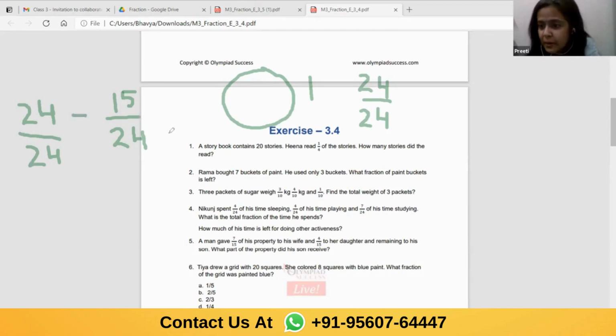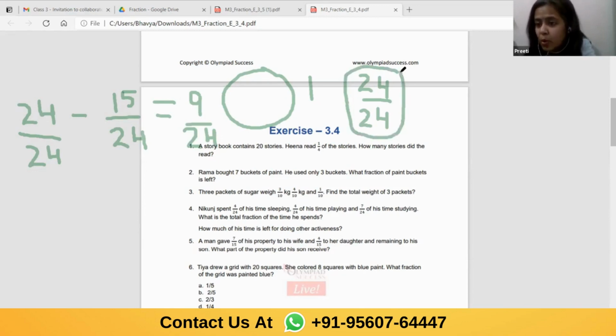Now, is the denominator same in both the fractions? Yes, ma'am. So we can minus. Now we can minus easily. And when we do 24 minus 15, we get 9 by 24. Basically, I can write one whole as 24 upon 24 because in one whole, both the numerator and the denominator are same. Only then I get 1, because 24 ones are 24 and 24 ones are 24. So 1 upon 1 gives me 1. Is this clear, everyone? Yes, ma'am.